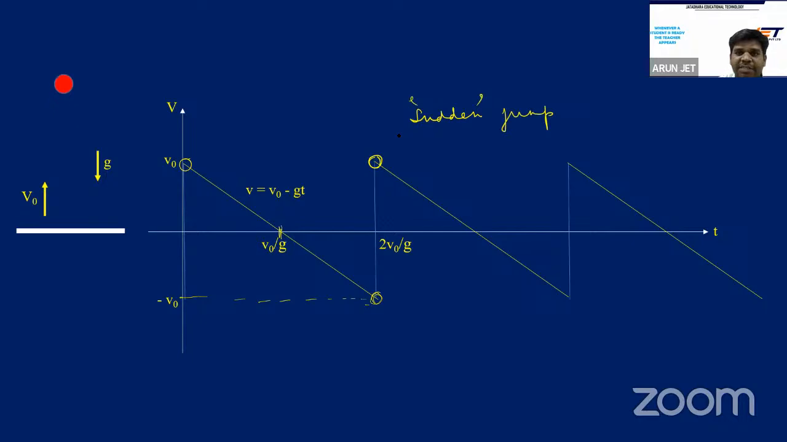There is a sudden jump. What sudden means, we'll talk about later. But right now, understand that there is an immediate jump in the velocity. In the velocity-time graph, the point was suddenly decreasing, but over here it suddenly jumped from minus v0 to v0.